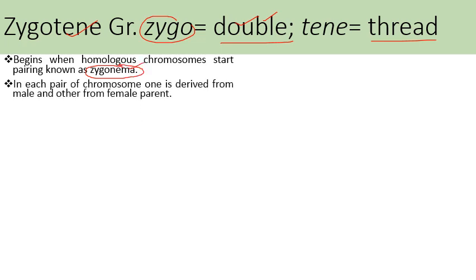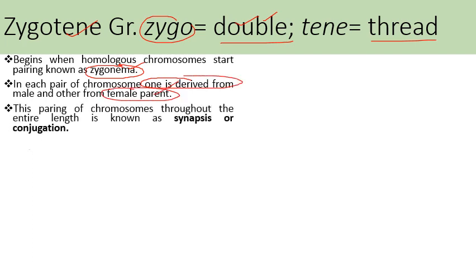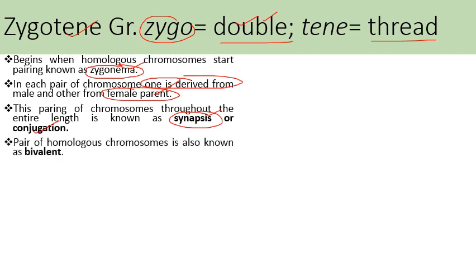In each pair of chromosomes, one is derived from the male parent and the other from the female parent. The pairing of chromosomes throughout the entire length is known as synapsis. And this process of pairing is known as synapsis or conjugation. And a pair of homologous chromosomes is also known as a bivalent. जो pair है homologous chromosome का उसे bivalent भी कहा जाता है.